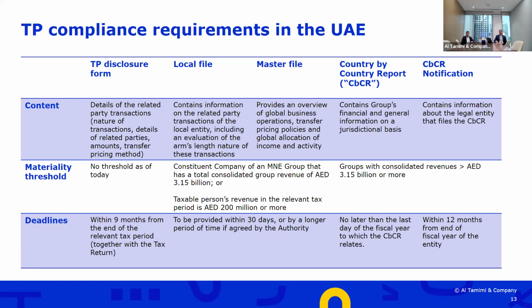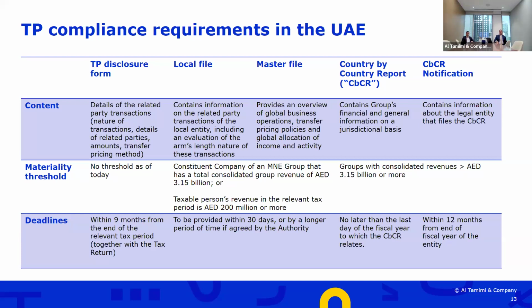We have to mention that there is an exception here: if a UAE group is a Pillar 2 group, has 3.15 billion of consolidated revenues, but has only operations in the UAE and not outside the UAE, that group doesn't need to prepare a master file.